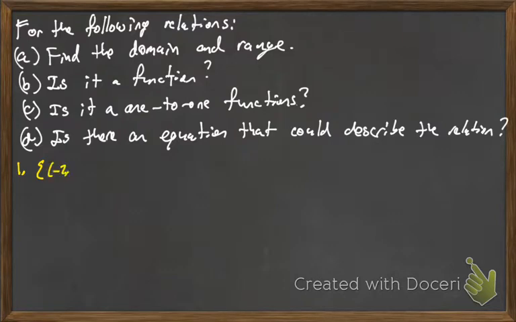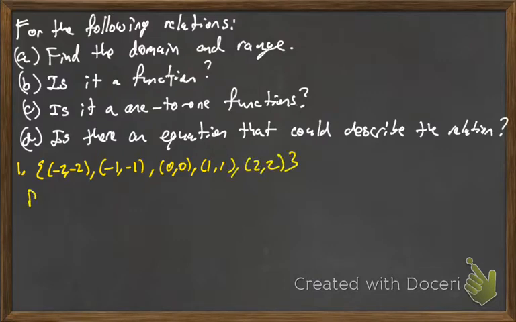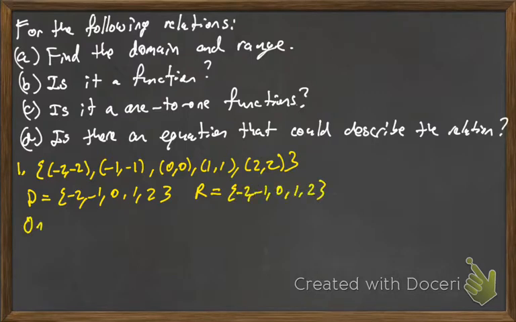So we'll look at our set of ordered pairs: (-2, -2), (-1, -1), (0, 0), (1, 1), (2, 2). The domain is going to be all the x's, so -2, -1, 0, 1, and 2. The range is going to be the exact same thing, -2, -1, 0, 1, and 2. This is both a function and it's one-to-one. There's no repeating x's, no repeating y's, so it is both a function and it is also one-to-one.